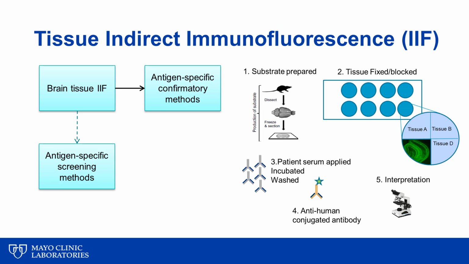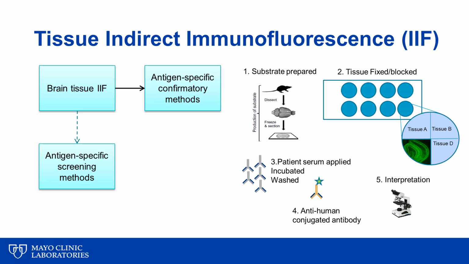Unfortunately, not all neural antibodies are optimally detected using tissue immunofluorescence due to limited sensitivity for some neural antibodies. An example, the LGI1 and Caspr2 antibodies. And for that reason, non-tissue-based antigen-specific screening assays, such as cell-based assays, are also incorporated into evaluations and testing algorithms. It's imperative that these assays provide a high degree of clinical specificity.